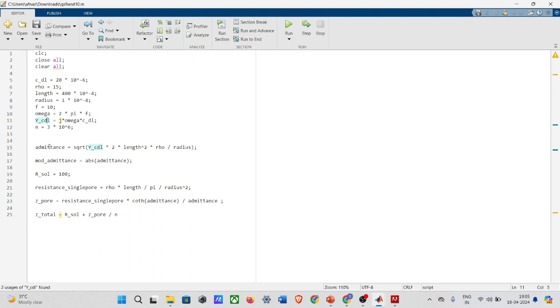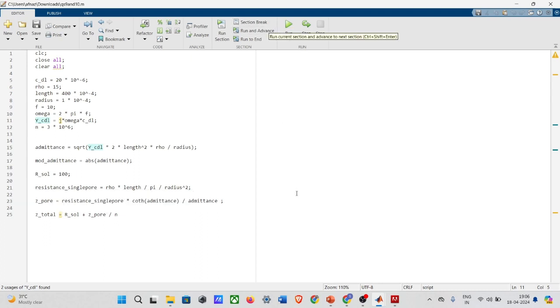You find the admittance, then its modulus value, and then you proceed to find the solution resistance. The resistance of a single pore is given by rho times length by pi r squared, which is the area. Then Z pore, the impedance of the total pore, is the resistance of a single pore times coth of the admittance by the admittance. You get the value, and then the total impedance equals solution resistance plus Z pore by N.